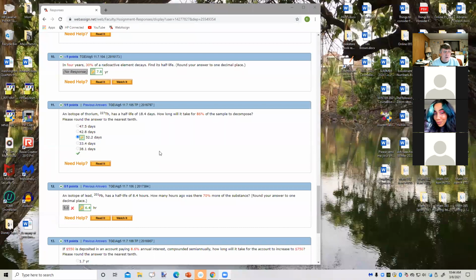It says in 4 years, 30% of a radioactive element decays. Find its half-life. Okay, so A equals A naught times 2 to the negative T over H power. Time is 4 years. Find the half-life, so H, the half-life, is the unknown.